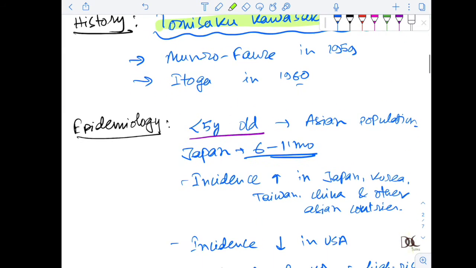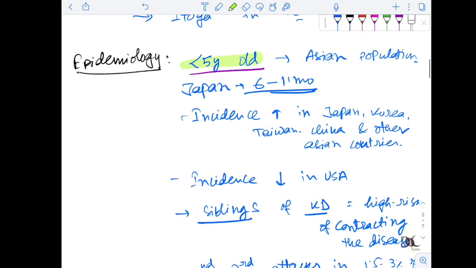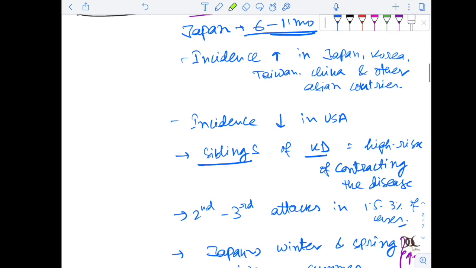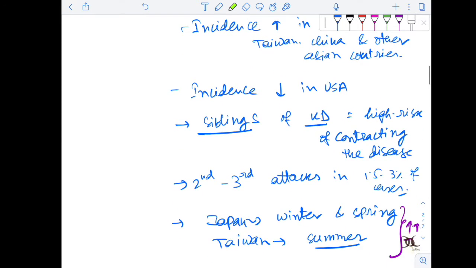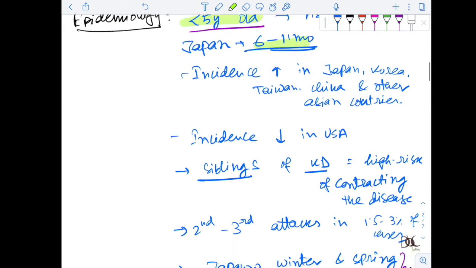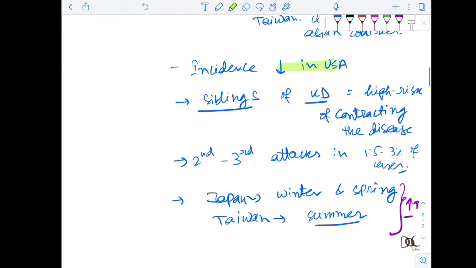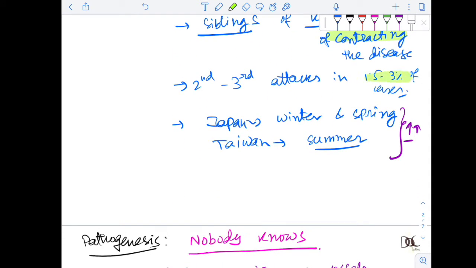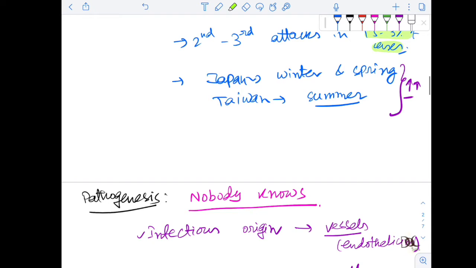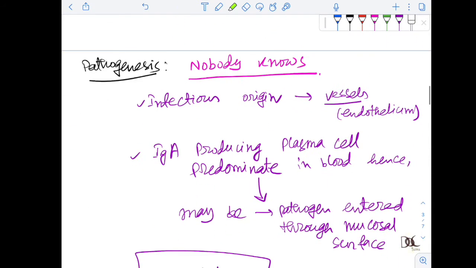Tomisaku Kawasaki was the pioneer in this. Less than 5 years old, mostly, with 3.5 years the median age. Asian populations are mostly involved. In Japan, it is 6 to 11 months. Incidence is increasing in the eastern zone of the world, and in the western zone it is decreasing, and mostly whoever is involved has an Asian ancestral origin. Siblings of KD patients have a high risk of contracting the disease. Second and third attacks occur in 1.5 to 3% of cases. In Japan and Taiwan, there is some seasonal variation.